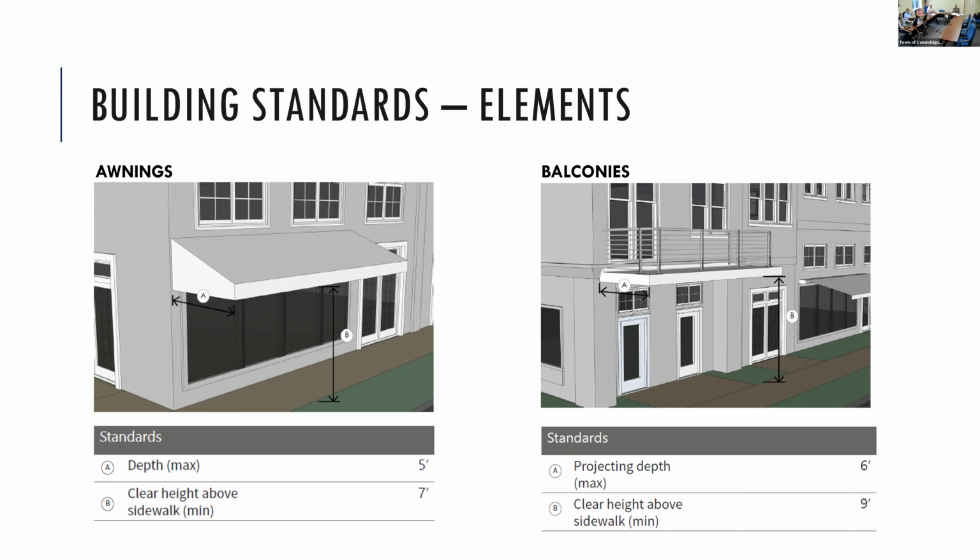If you have a balcony, the maximum depth of that balcony is 6 feet, and it needs to be at least 9 feet above the sidewalk. So those types of dimensional requirements are consistent across the entire district. And there are some of those specific to buildings. These are just 2 of the examples. There are also those examples that are specific to the site as well.